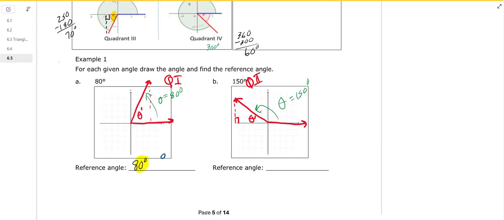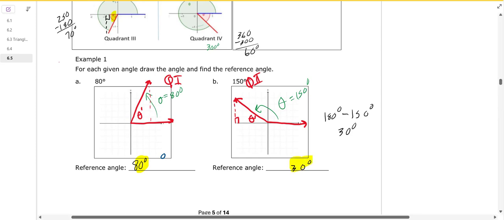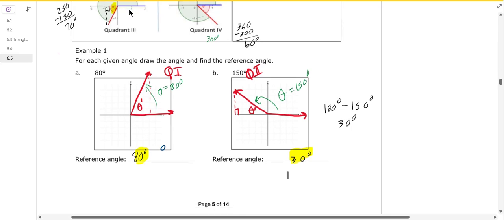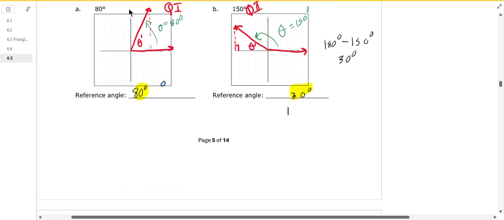Halfway around the circle is 180 minus the given angle, not the reference angle, the given angle. That's going to give you a 30-degree reference angle. So in this case, you would have a 30, 60, 90 right triangle. So again, you're getting an acute angle that's positive, and you're always drawn to the x-axis.